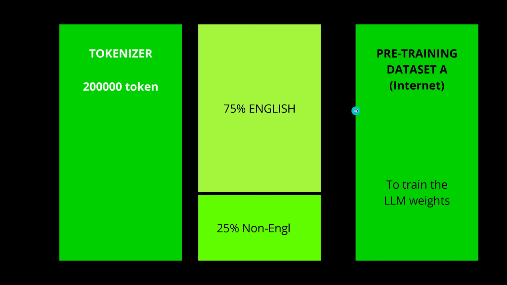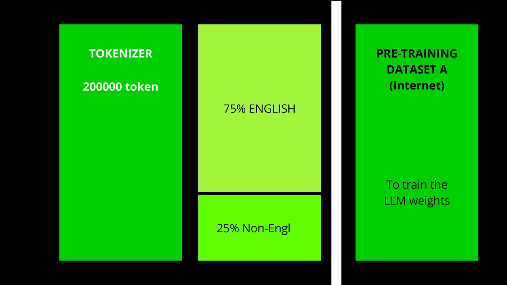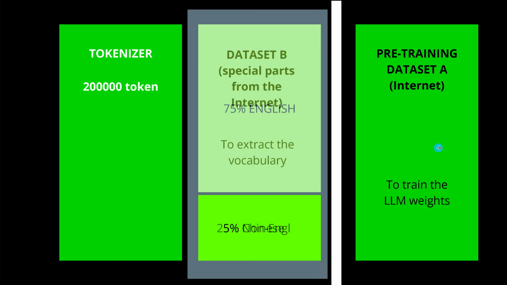Now, normally you would also have pre-training dataset A. Let's say this is borrowed from the internet, and this training data is used to train the LLM weights. And normally you would assume that the training dataset we use to build our tokenizer and the training dataset to train the weights are more or less identical. However, as MIT speculates, what happened might be that the training datasets were different.